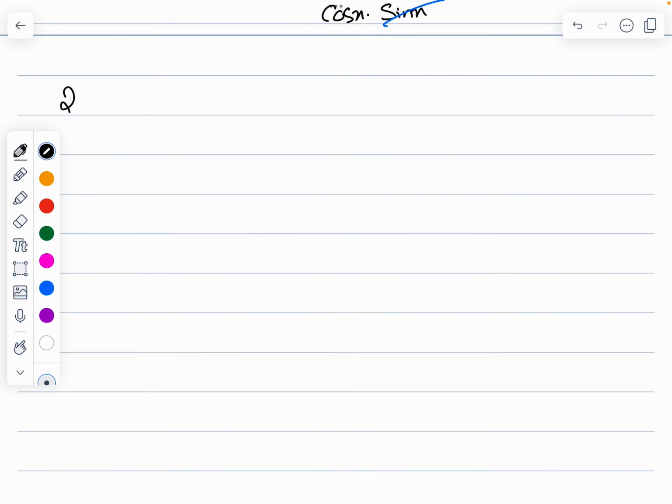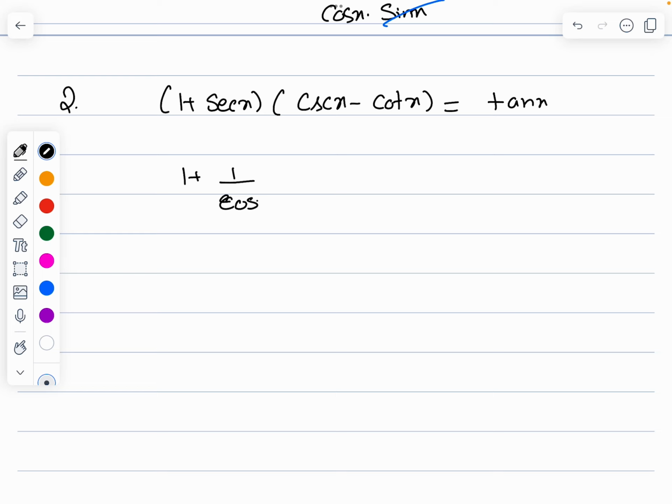Coming to second question, prove the following identities. 1 plus secant x times cosecant x minus cot x equals tan x. So we have to prove this one. Every time convert into sin and cos, that is the easiest method. 1 plus 1 upon sin x cos x, 1 upon sin x minus cotangent is cos x upon sin x.